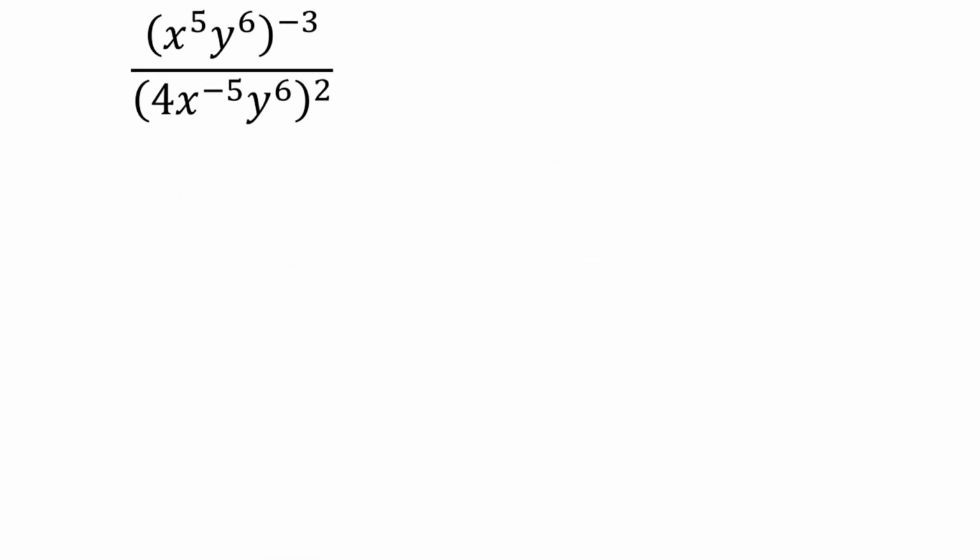x to the 5th power times y to the 6th power, all to the negative 3rd power, divided by 4x to the negative 5th power times y to the 6th power, all squared. Let's apply our exponents to each of the components of our problem.